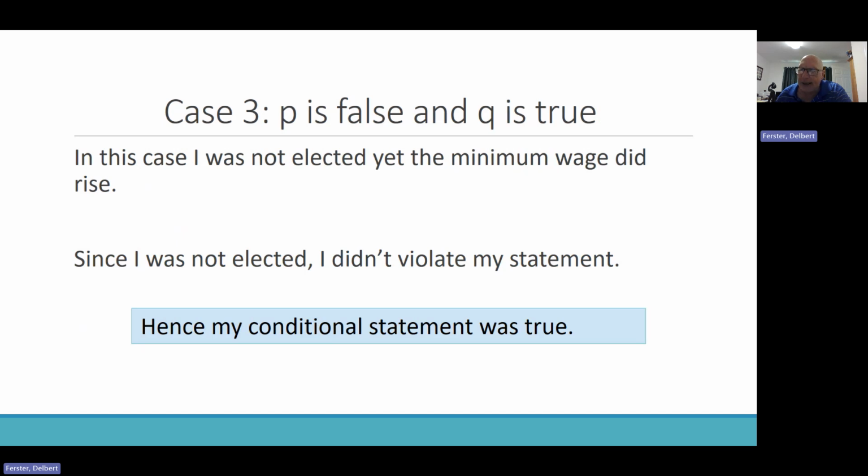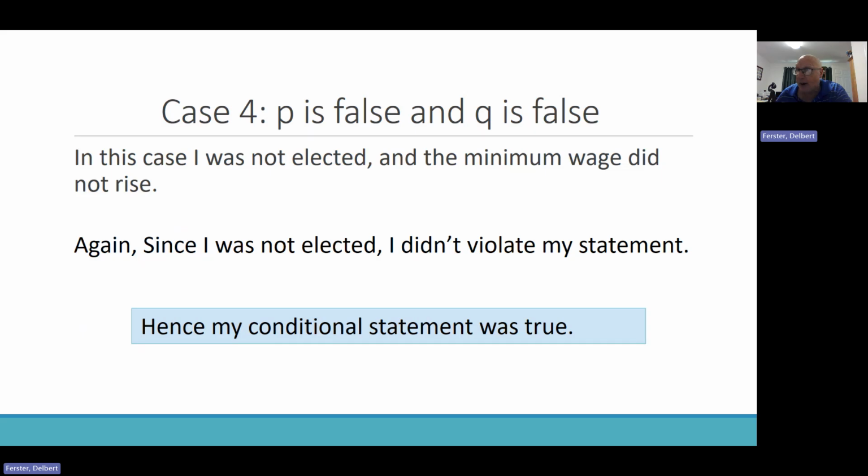Now, these last two are a little sneaky. In these cases, P is false. I wasn't elected. So basically, all bets are off. My statement can't be proven true or false because I wasn't elected. So as weird as this is to some students, in this case, the if-then statement is still true. It can't be disproved. I didn't win the election, so my statement was not false. I didn't violate my statement. So the if-then statement stays true.